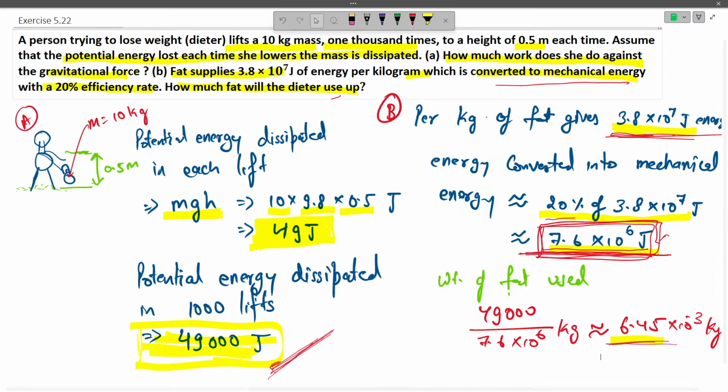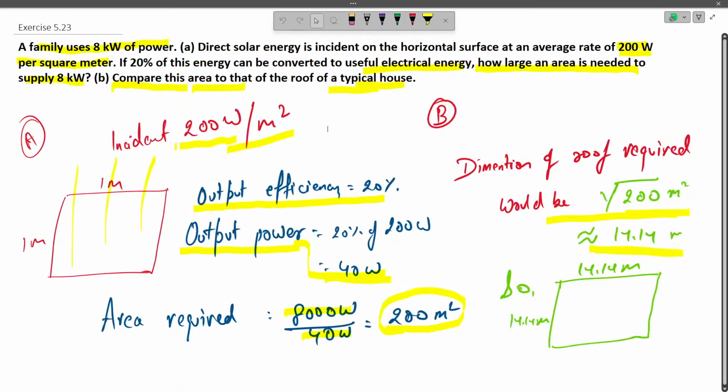Moving to the next question. We see that a family uses 10 kilowatt of power. Direct solar energy is incident on a horizontal surface at an average rate of 200 watts per square meter. If 20% of the energy is converted into useful electrical energy, how large an area is needed to supply 8 kilowatt? Compare this area to that of the roof of a typical house.